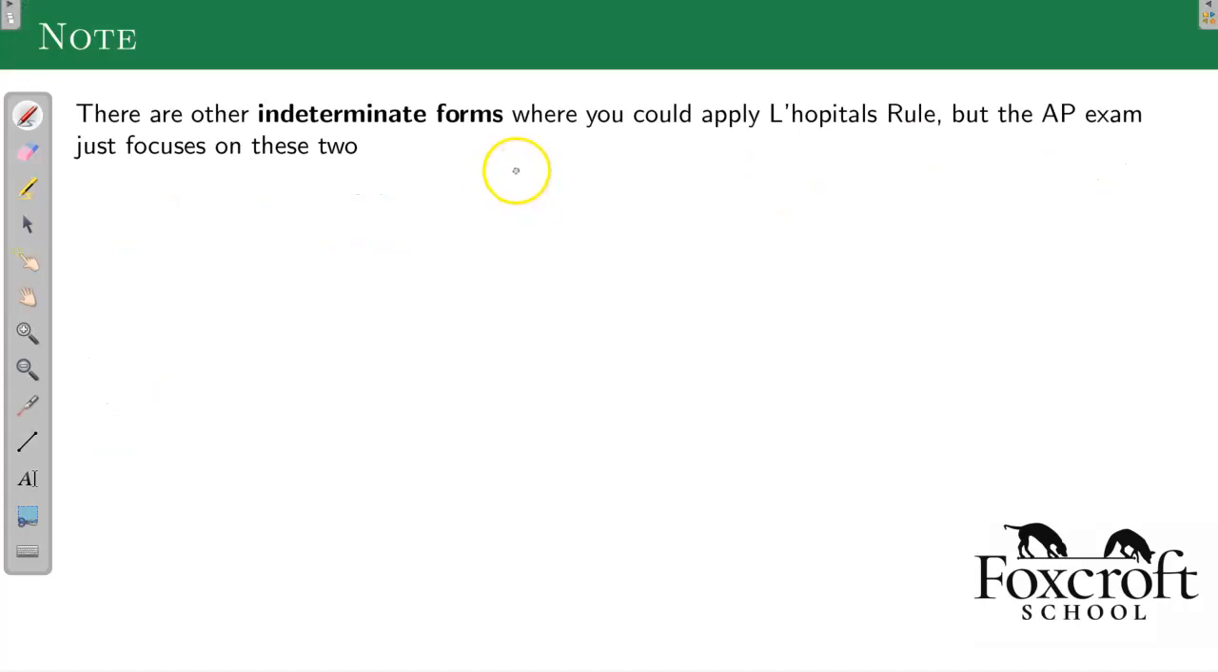There are other, what are these called, indeterminate forms. 0 over 0 doesn't quite make sense. Infinity over infinity doesn't quite make sense. That's why they're called indeterminate forms. We don't know what they're going to be. There are other ones that apply to L'Hopital's rule. We're just not going to learn them because they're not on the AP test, and it'll take another 2 classes or so to learn. So we'll focus on the ones on the AP test for now.